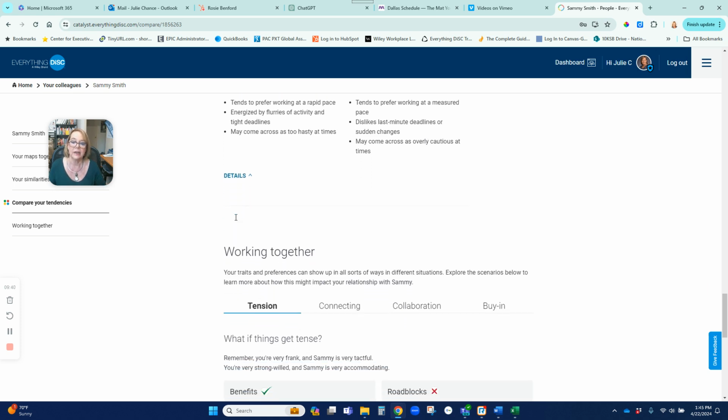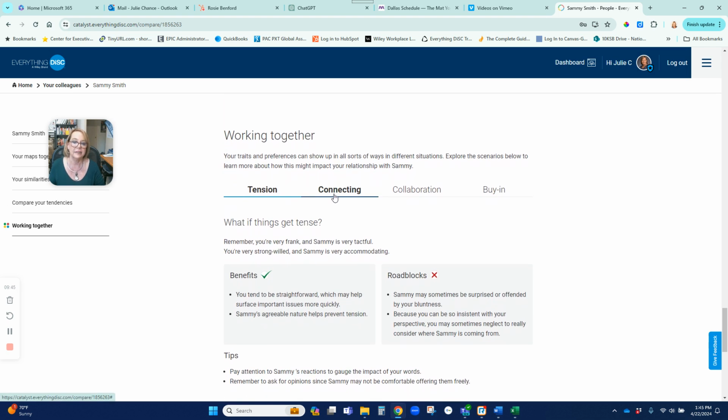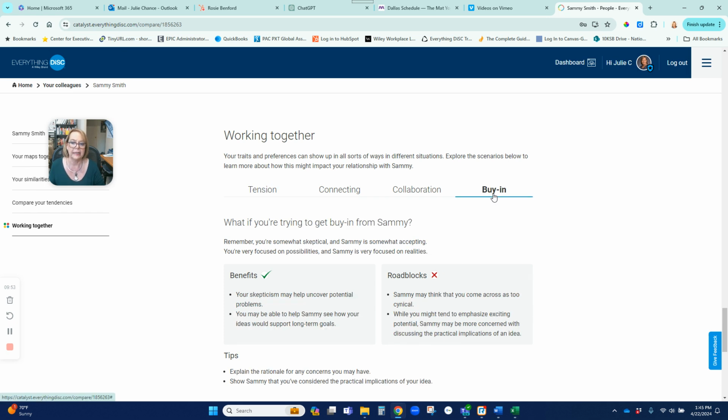And then if there's time, I suggest that people drop down and choose one: tension, connecting, collaboration, or buy-in. And for the sake of this activity, I'm going to select buy-in. And here's some of the things that might benefit the buy-in process between Sammy and I when we're working together. My skepticism could help uncover potential problems, and I might be able to help Sammy see how my ideas support long-term goals.